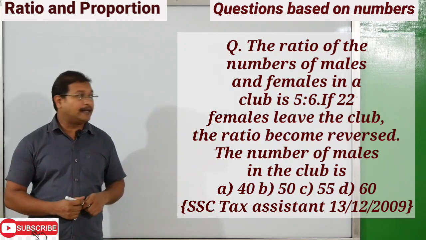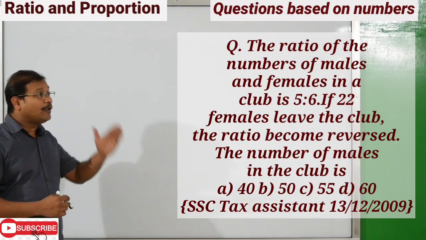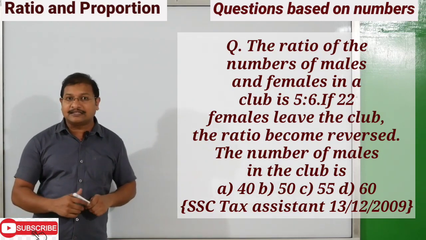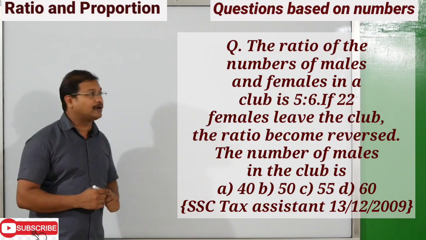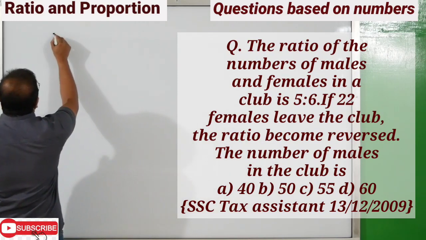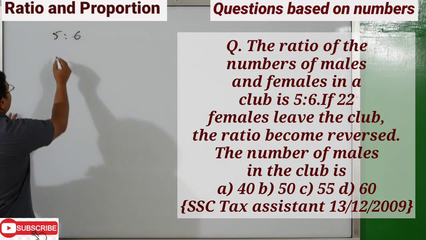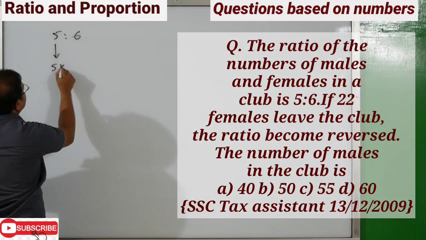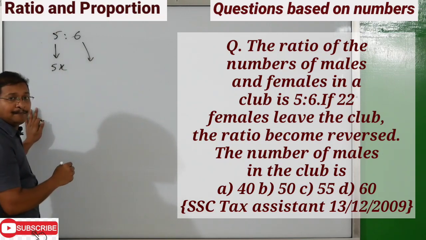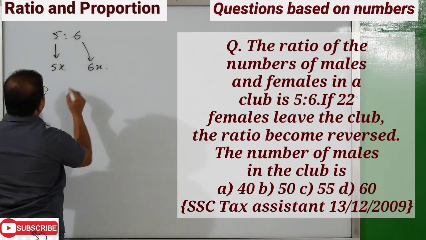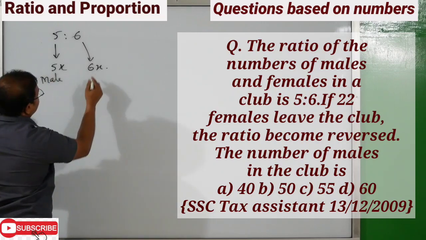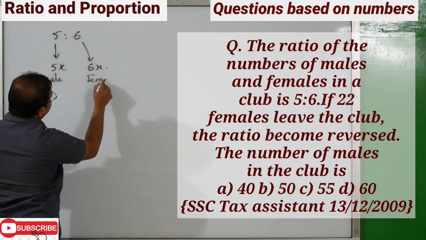13/12/2009 question paper. Ready? See, it is already given that the ratio of the number of males and females in the club is 5 is to 6. Ready? That means 5 is to 6 is already given, that is males and females. That means the number of males will be 5x and the number of females will be 6x. This will be male and this will be female.